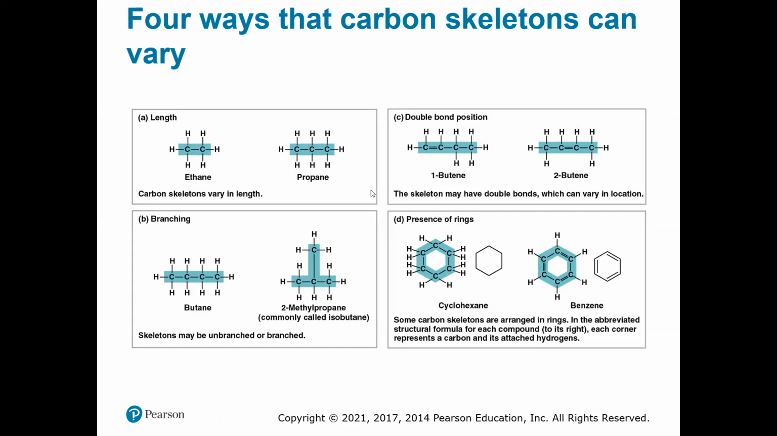There are 4 ways that carbon skeletons can vary. They can vary in length, from 3 carbons or more. The carbon skeleton may contain double bonds in different positions. Carbon skeletons can branch, and carbon skeletons can also form rings.